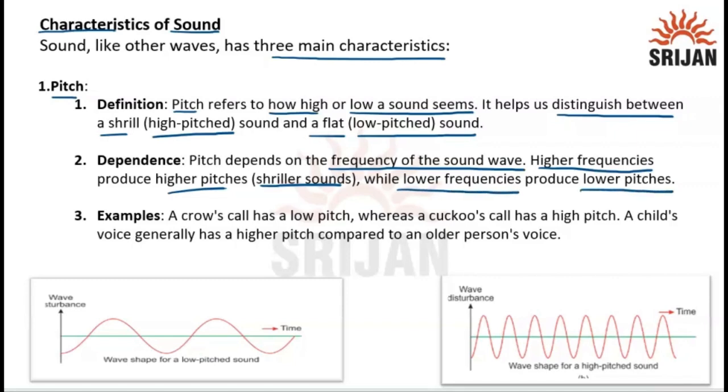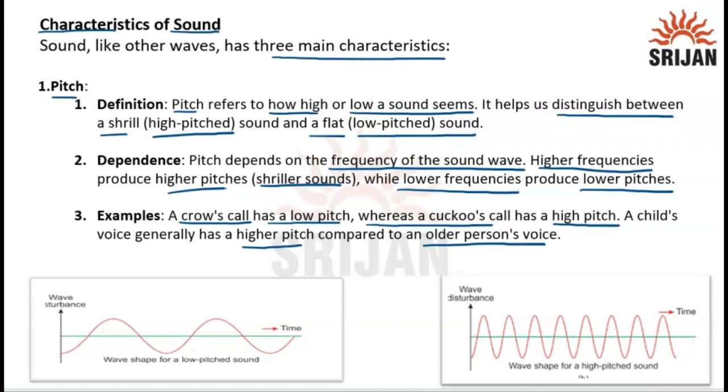This is the example. A crow's call has a low pitch, whereas a cuckoo's call has a high pitch, because the frequency of the crow's call is low. That's why it has a low pitch sound. And the cuckoo's call has a high pitch because it has a high frequency. A child's voice generally has a higher pitch compared to an older person's voice. That's why when a child cries, it seems higher. The sound seems higher because of the high frequency.